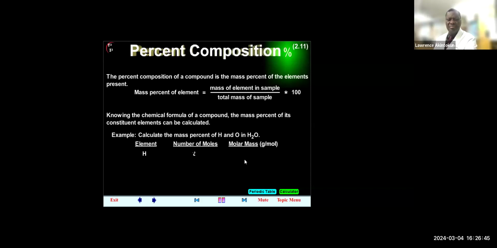Element H. Number of moles 2. Molar mass 1.0. 2.0 grams. Element O. Number of moles 1. Molar mass 16.0. 16.0 grams. Now remember, you are getting your molar mass from the periodic table as we did in the first week of the class. There are 2 atoms of hydrogen in H2O.